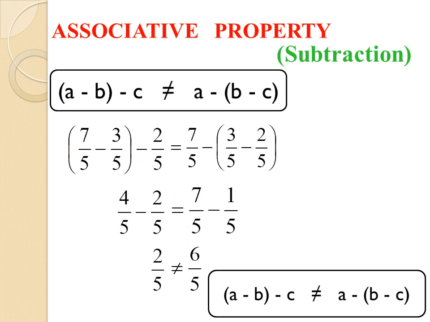So what is the implication of this statement? It means that when you do subtraction in rational numbers, you're not supposed to change the group and do the subtraction. Understood, children? Because you won't get the same answer or a correct answer.